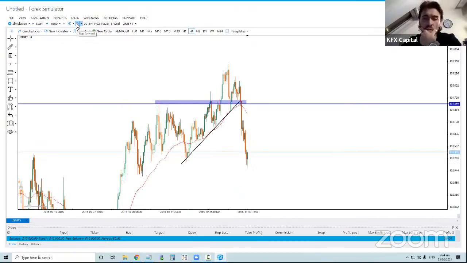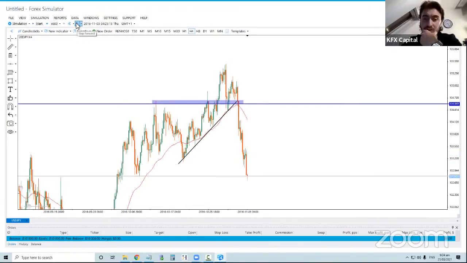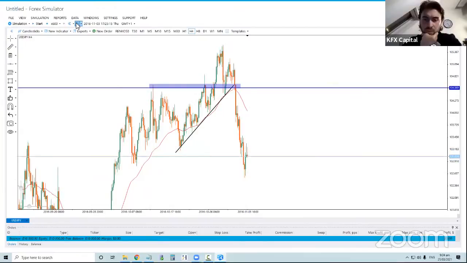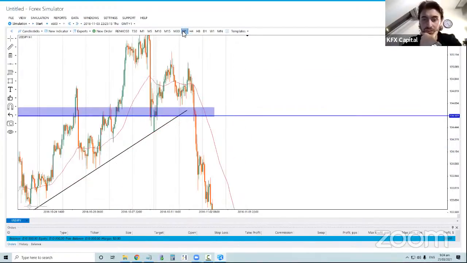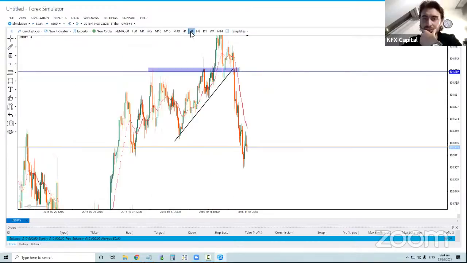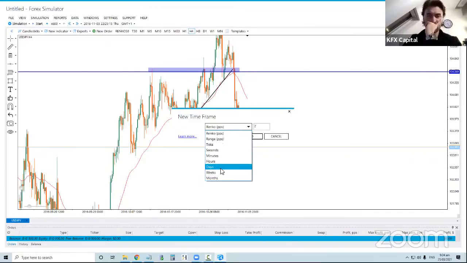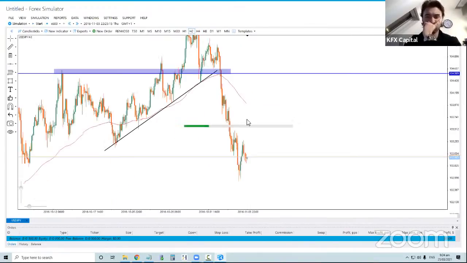So now we'll look for price to come back up into the EMA potentially. 4 hour, go down to the 1 hour, see what's going on. Can I add the 2 hour as well, please? Yep, I'll add it here. Okay, new time frame. There you go. Cool. So it's gone 2 hour.